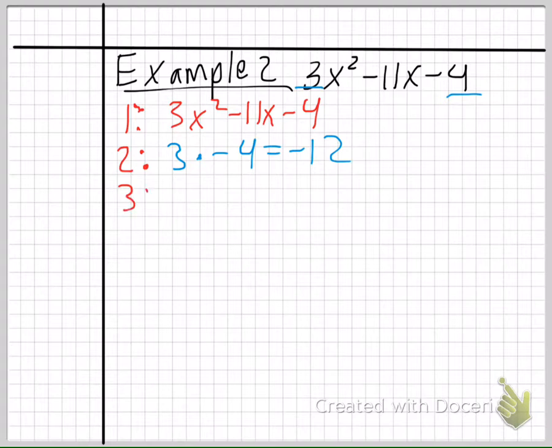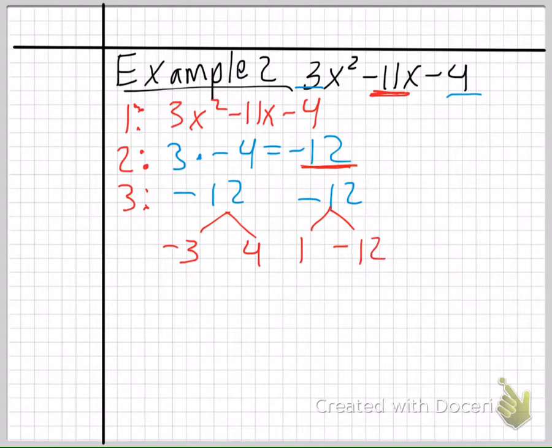All right, for step 3, we want to find two numbers which will add together to make negative 11 and will multiply to make our product. So our product was negative 12, and let's just think of a couple different ways that we could factor, right? We could do negative 3 and 4, or I could say negative 12 is 1 and negative 12, right? Or I could say that negative 12 is negative 12 and 1.